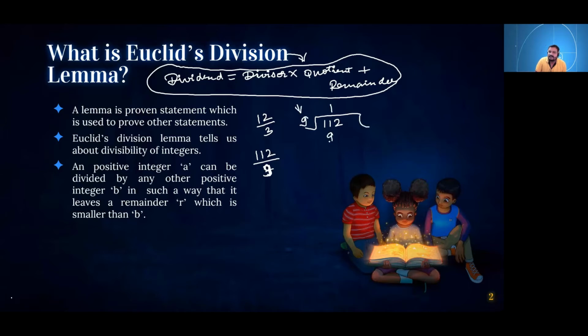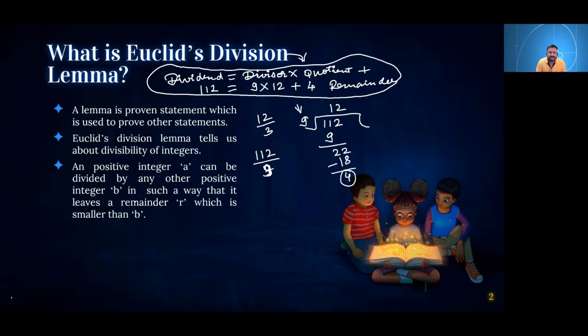So 9 ones is 9. What is remaining? 2 is remaining, and this 2 will shift down. 9 twos is 18. So what is the remainder? 4 is the remainder. So according to this Euclid's division lemma, how will we arrange this? 112 is nothing but 9 multiplied by 12 plus 4. Yes or no? In division algorithm also we do it like this while solving polynomials. Yes, it is not completely divisible. We are applying Euclid's division lemma to it.